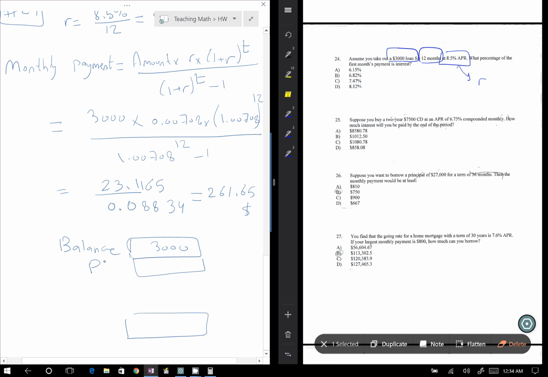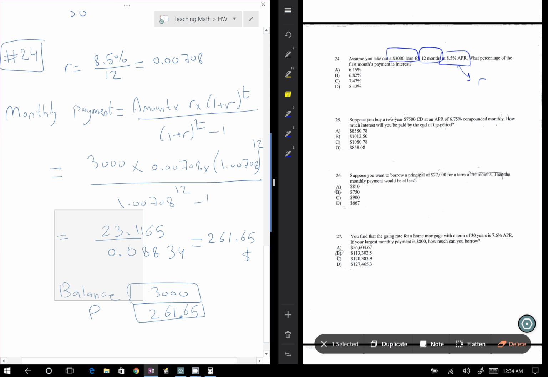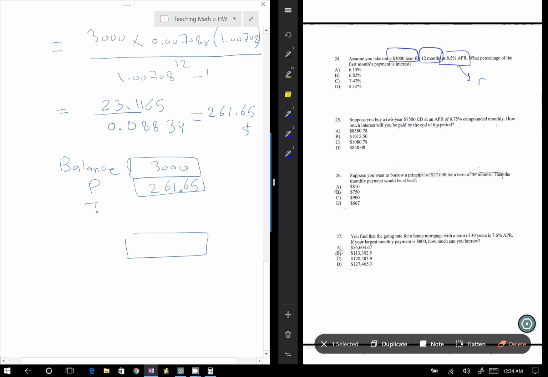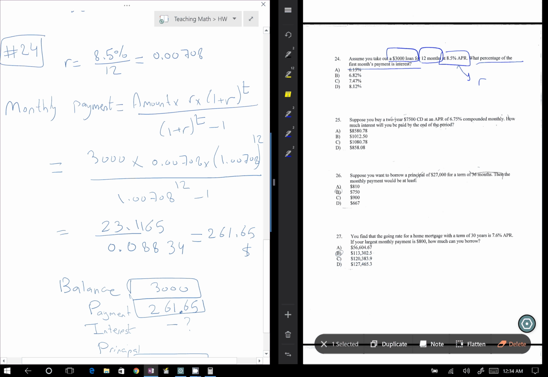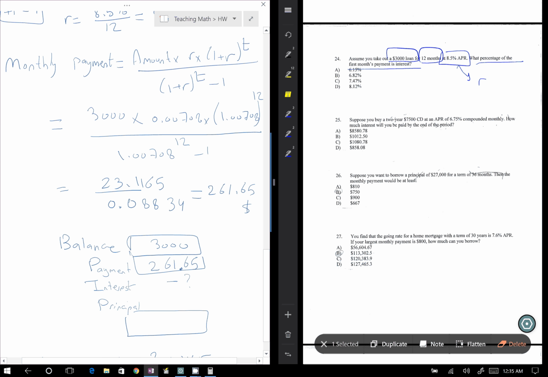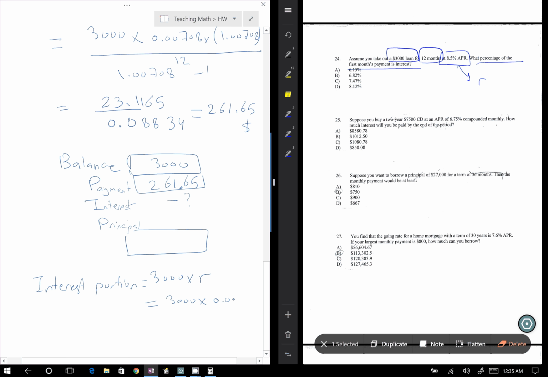So the payment is 261.65. Okay. Now there's an interest, and so that's payment, that's interest, and that's payment principal. So they're asking what percentage of the first month's payment is interest. So how much is going towards the interest? They want to know this. And in order to do that, the interest portion is equal to the balance, which is 3000, multiplied by r. So that's 3000 multiplied by 0.00708.